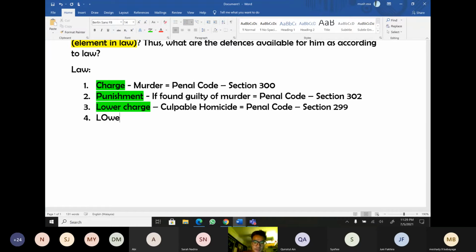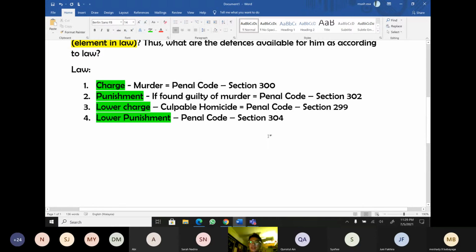Lower charge, lower punishment dia adalah code 299, 299 pula 304. Okay, done. So ini je cara nak tulis ayat dia. Okay, senang je. Ini ayat korang lah, tak apa, buat simple je. Oh no, okay, sini. Okay.